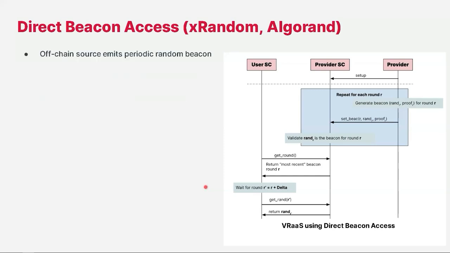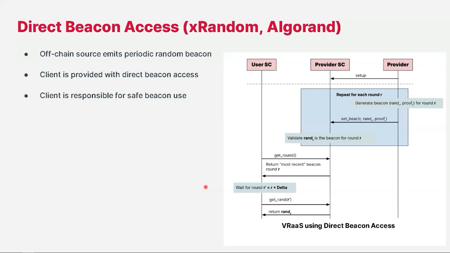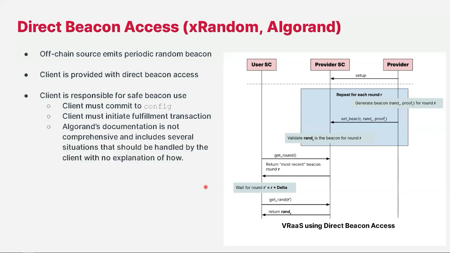Yeah. So as we've seen in the previous presentations, an off-chain source emits a periodic random beacon. The client here is just provided with direct access to that beacon, and they're entirely responsible for safely using it. So the client needs to commit to config for any configurable variables. They need to initiate the fulfillment transaction themselves.